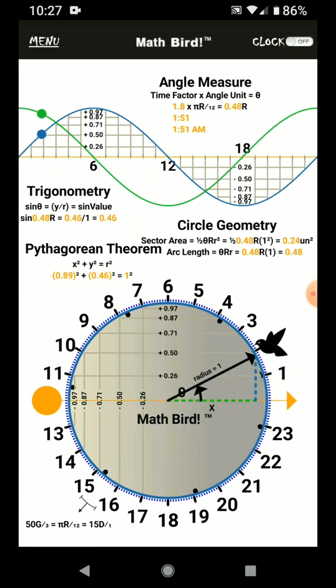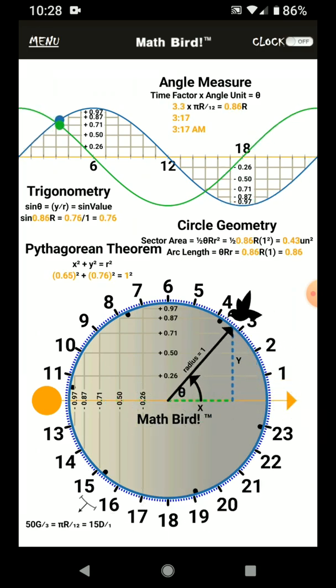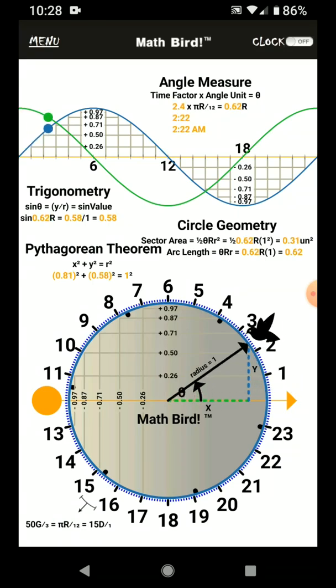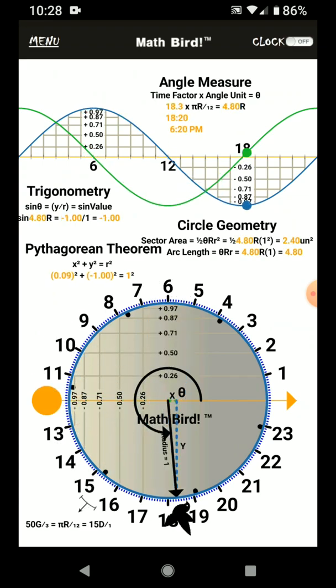And then the second lesson is angle measure. Down in the lower left corner, you can see the equivalent for each hour: pi radians over 12, 50 gons over 3, and 15 degrees. And so you just multiply by the number of hours.